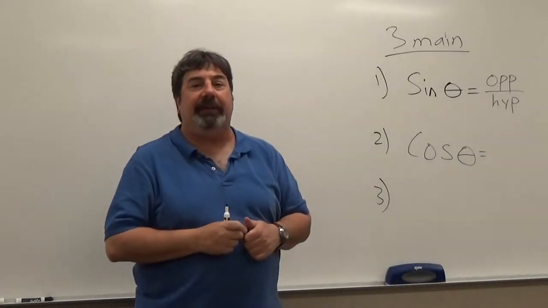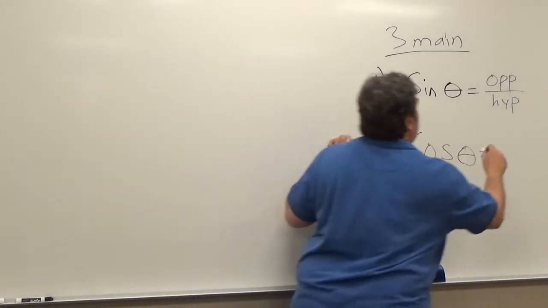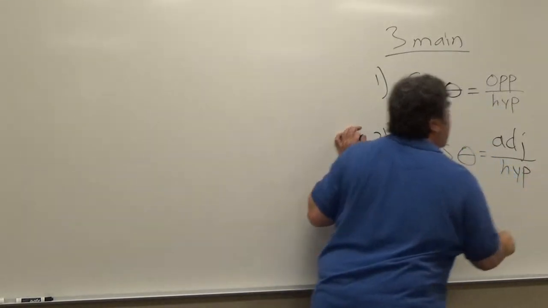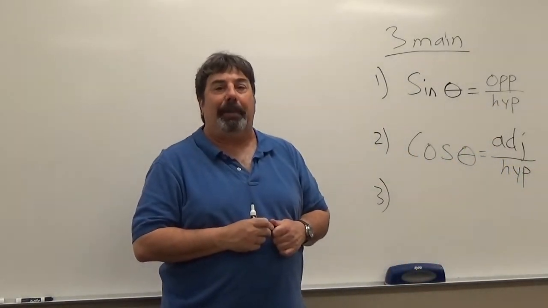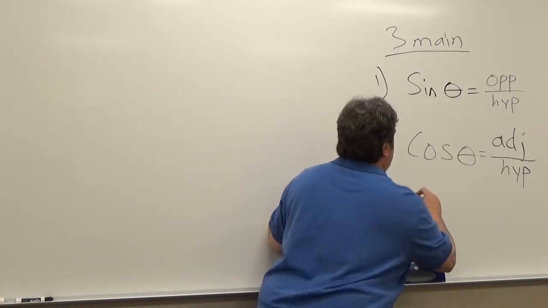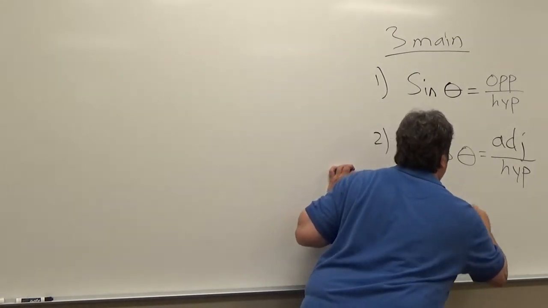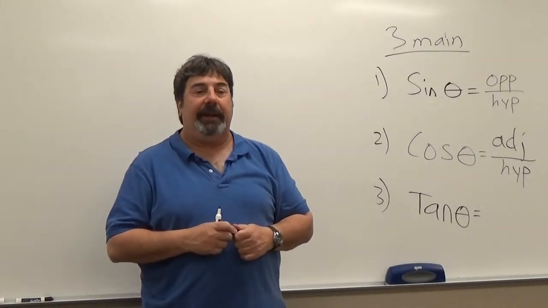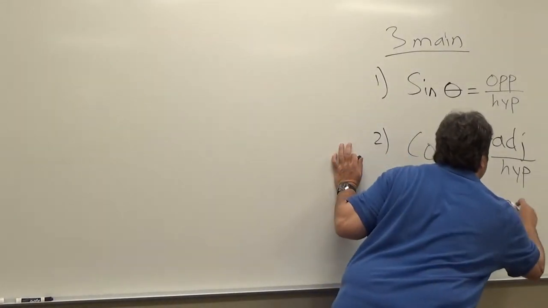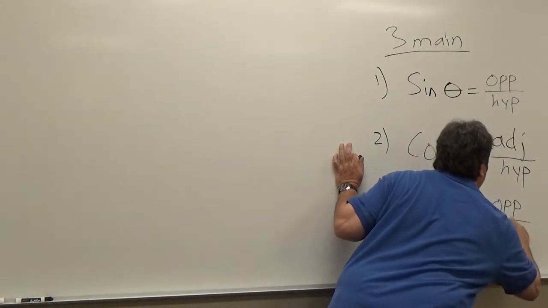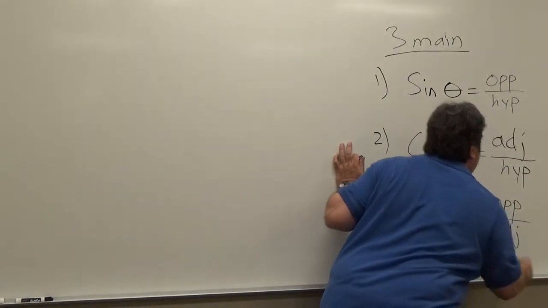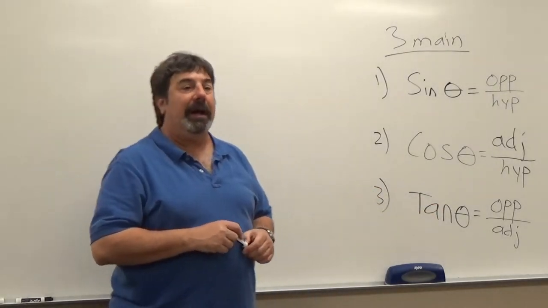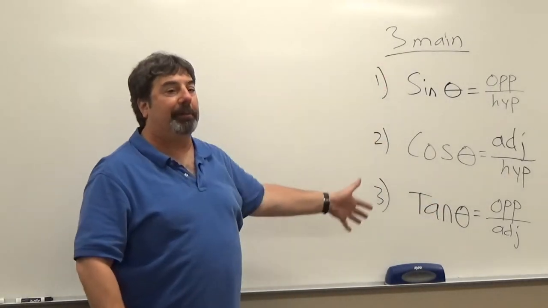for the cosine of an angle will always be the adjacent over the hypotenuse. And finally, the tangent of an angle will be defined as the opposite side over the adjacent side. All right, so let's keep these handy when we're doing our problems.